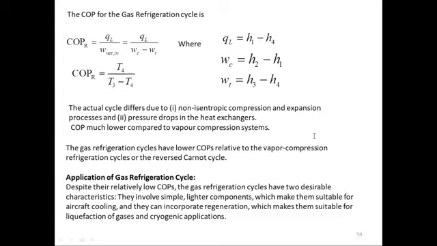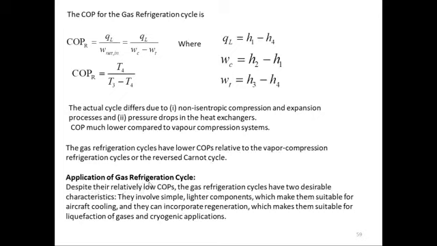The range of COP for the gas refrigeration cycle is around 0.4, while the vapor compression refrigeration cycle COP is about 3.5 or higher. So you can see that's why COP is not much higher. It has a low COP. The gas refrigeration cycle has lower COPs relative to the vapor compression refrigeration cycle or the reverse Carnot cycle.